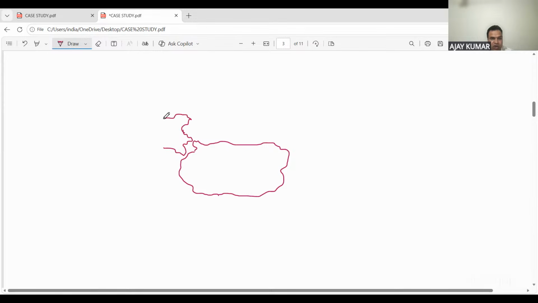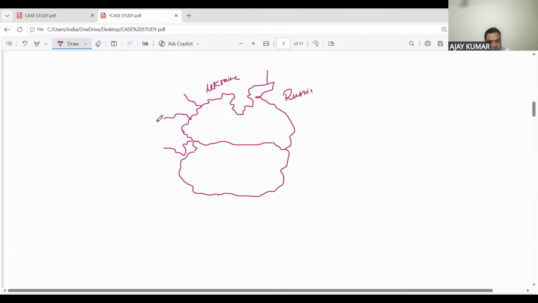And on the northern side of Turkey, we have the Black Sea also. The Black Sea is very important because numerous times it has been asked in the UPSC prelims examination. Okay, so this part is Russia. On this side we have Ukraine. This is Ukraine.